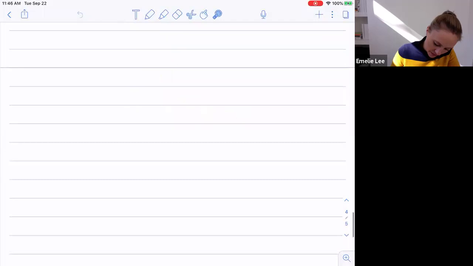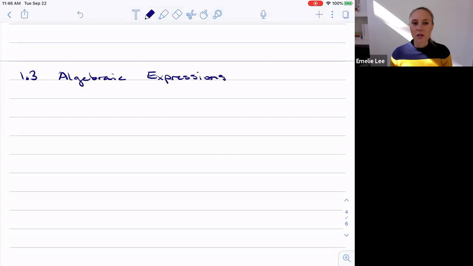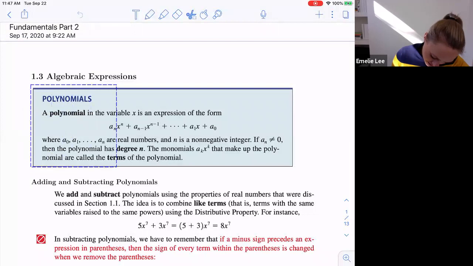Okay. So 1.3, I'll put it on a fresh page here. 1.3 is on algebraic expressions. So algebraic expressions we'll see are just, we'll start with polynomials, which should be familiar somewhat, but we'll talk about polynomials and then how we can manipulate them. So adding, multiplying polynomials, that kind of thing. Subtracting, not dividing yet. That's, I think, the next section. Okay. So algebraic expressions deals with polynomials. So let's establish polynomials and just some terms around polynomials.